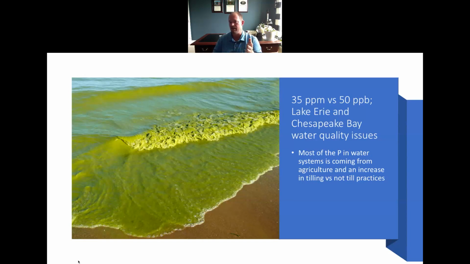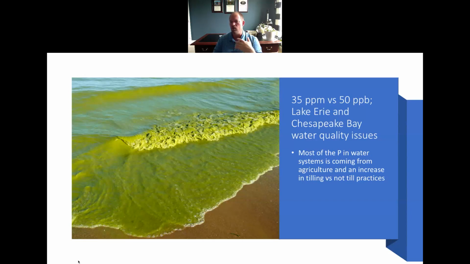The problem is that that's great for the soil and great for turf and plants in general, but when we talk about bodies of water like Lake Erie or the Chesapeake Bay, this poses a challenge, because most of the phosphorus in these water systems is coming from agriculture, but it is also coming from turf and landscape to some degree.